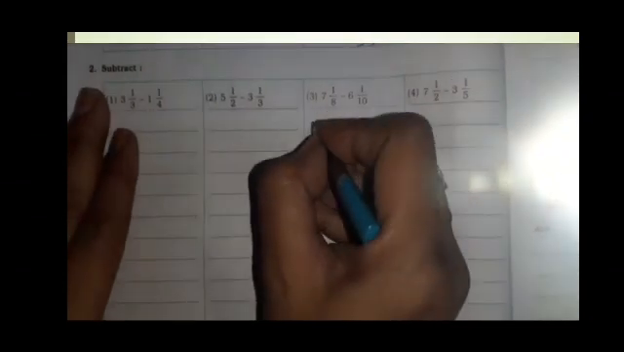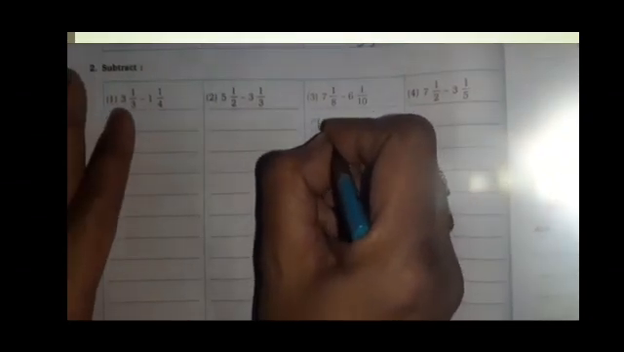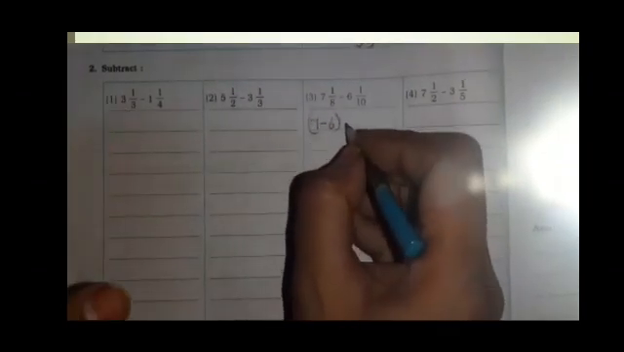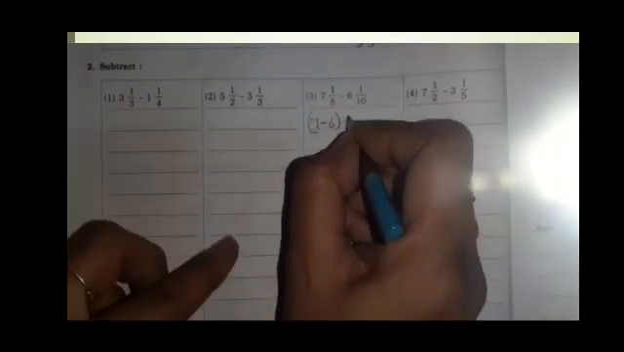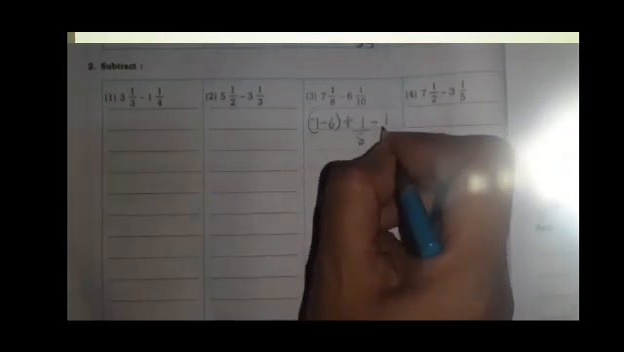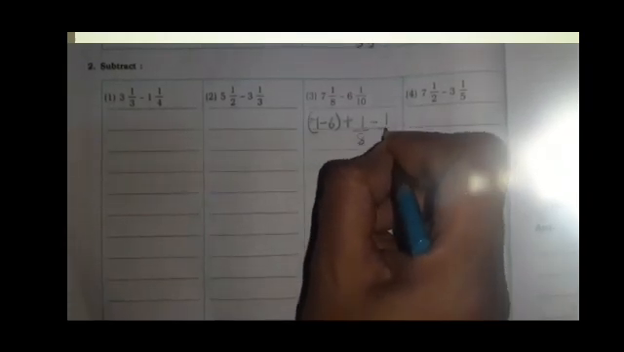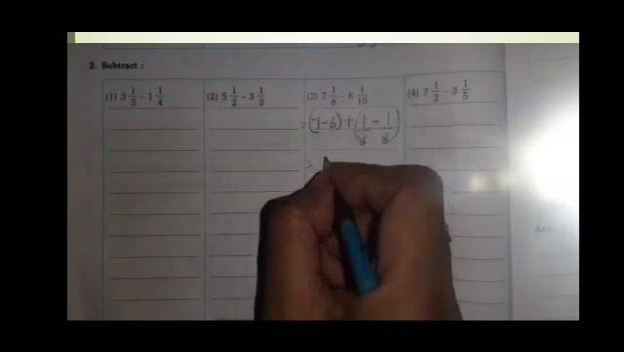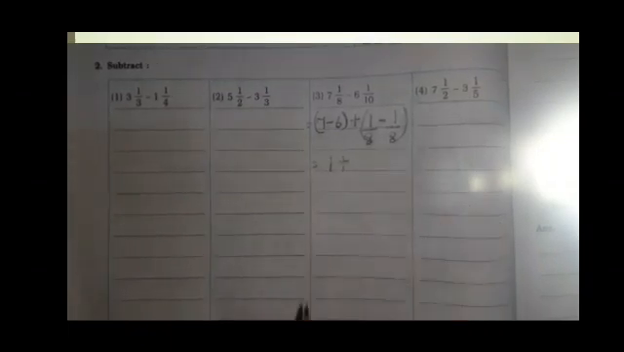Now here 7 minus 6. We will take together the whole numbers. Now plus, and we will make the fractions together: 1 upon 8 minus 1 upon 10. This is your first step. Second step, 7 minus 6 is 1. Plus sign between.